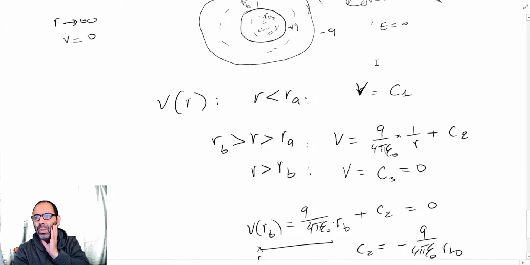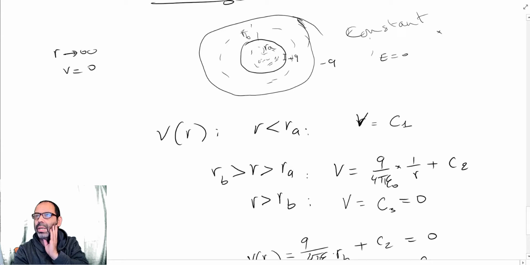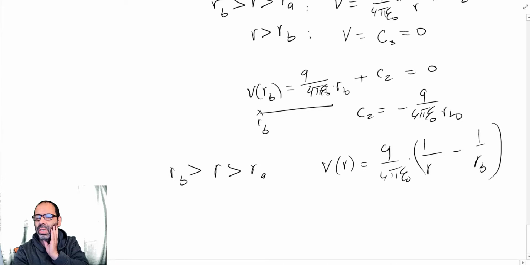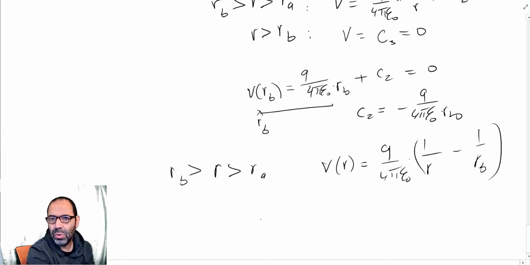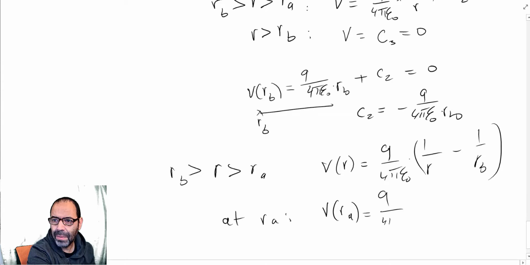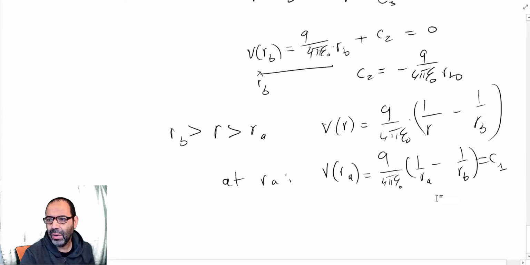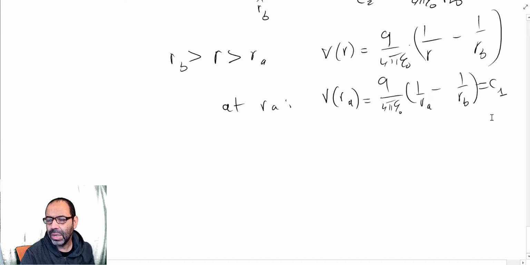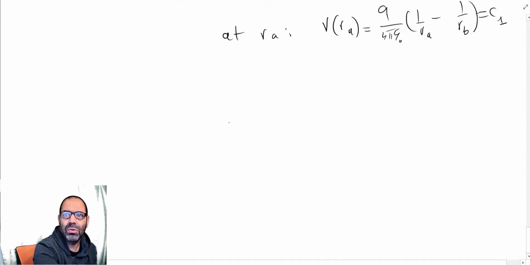We have to go to the same point of contact at RA and require that the potential is continuous. It's constant the same way everywhere in here, C1, but I know its value on the other side. So at RA, the potential is V sub RA on one side, which is equal to Q over 4 pi epsilon naught times 1 over RA minus 1 over RB. That potential must be equal to the constant from the other side, C1. So now that is that constant, and I have the potential everywhere. It's a continuous function. Its derivative may not be continuous, but that's another thing.